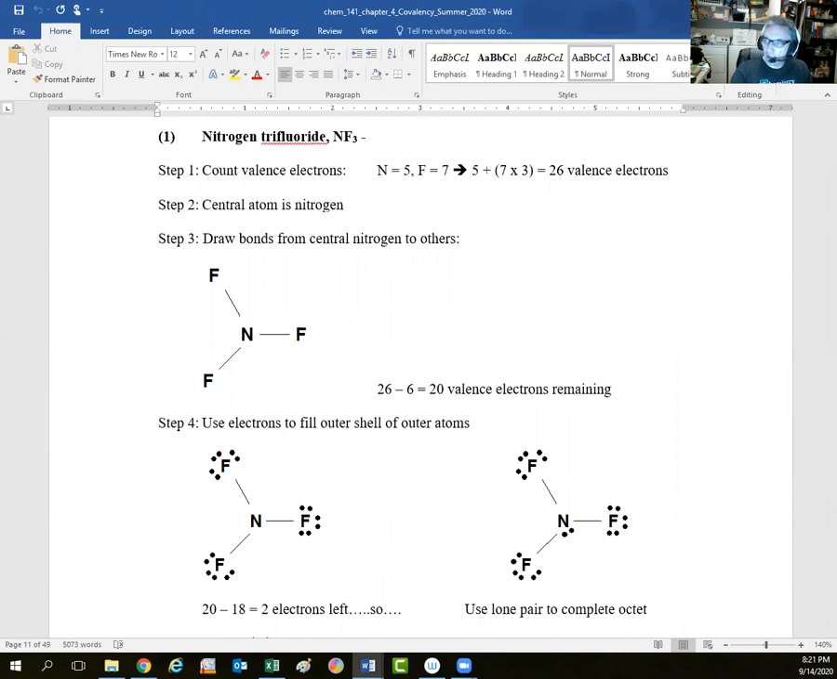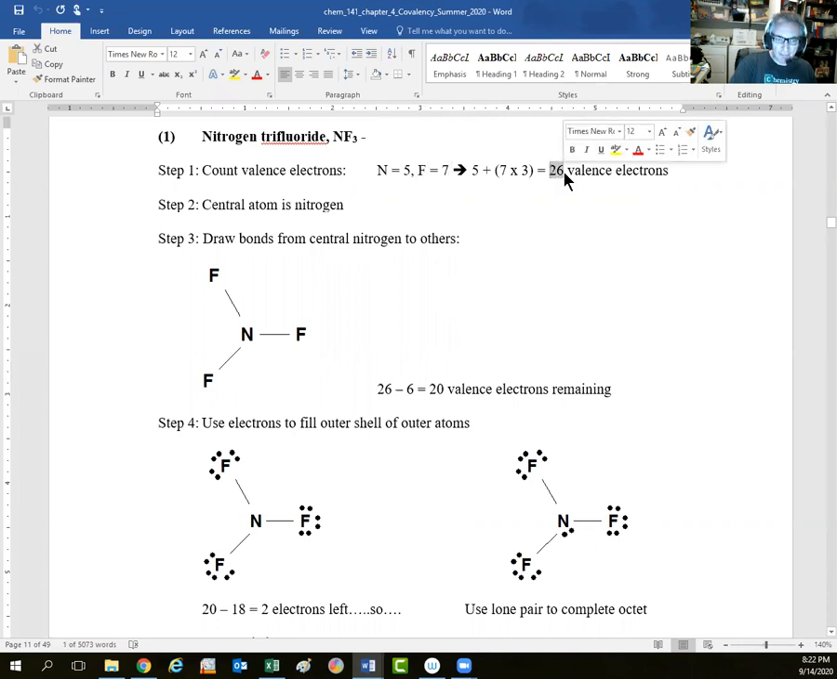Let's start by looking at nitrogen trifluoride. Again, following our 5 steps, count the valence electrons, 5 for nitrogen, 7 for each fluorine atom. That gives us a total of 26. Should be an even number because the orbitals and shells are filled with even numbers of electrons.